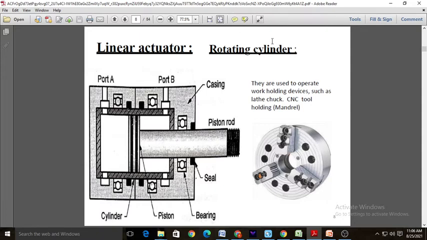If this cylinder is rotating here, we name it as the linear rotating cylinder actuator. Why are we calling it a linear rotating cylinder? Because the cylinder is rotating here. Just focus on the second image here, where the cylinder circle is shown.